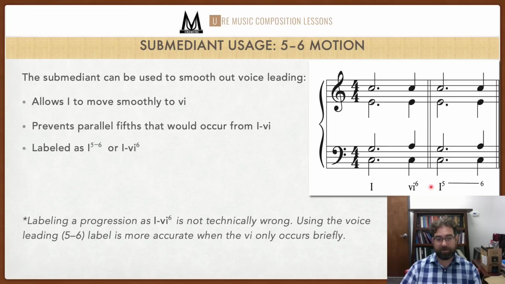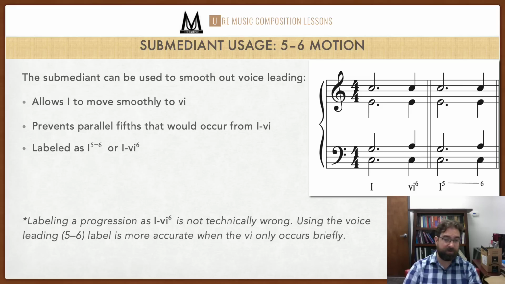And you could argue that when the sixth chord is in first inversion, it doesn't have the quality of the sixth chord since only one note is changing. So the submediant can be used to smooth out voice leading, and it really just allows the one chord to move smoothly to a sixth chord. It also prevents parallel fifths that would occur from 1 to 6. We can either label it as 1 to 5, 6 or 1 to 6, 6. So labeling a progression as 1 to 6, 6, it's not technically wrong. It's very important to point that out, but the voice leading symbols would be more accurate when the sixth chord occurs only briefly.